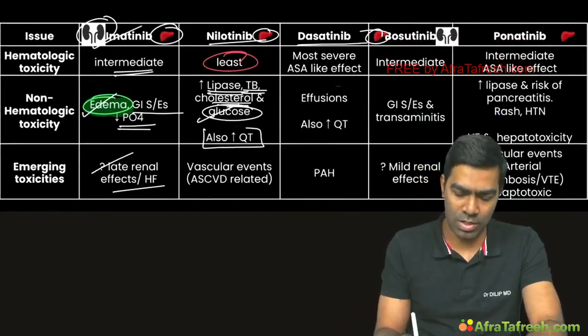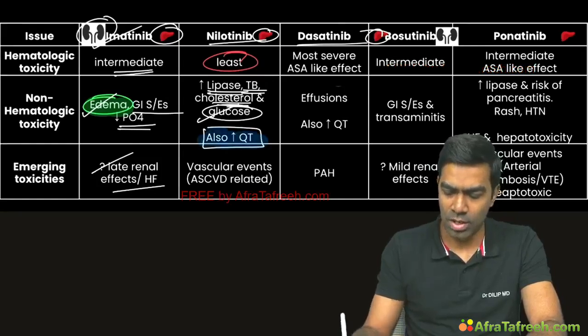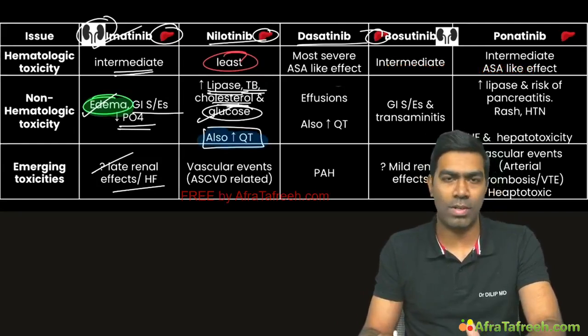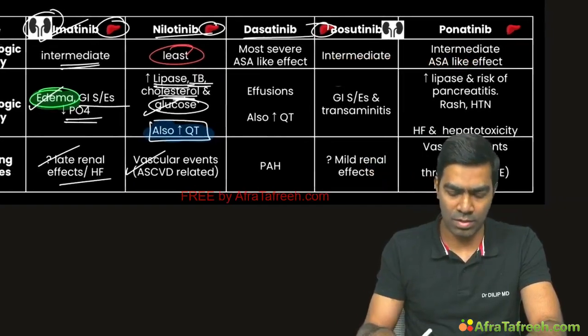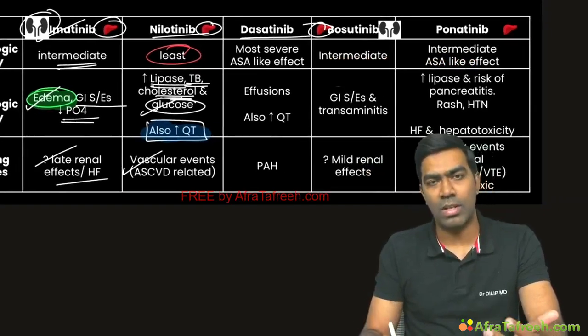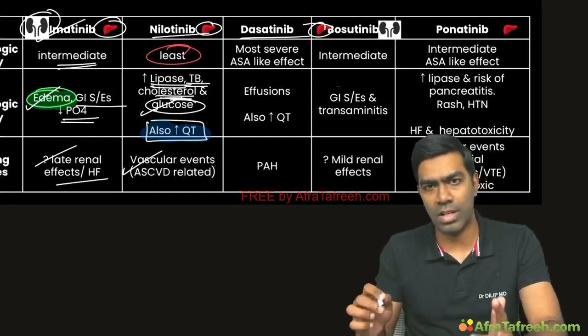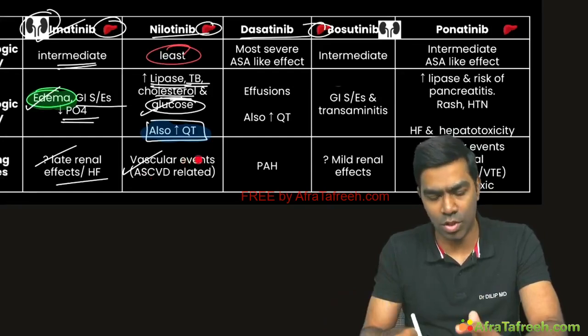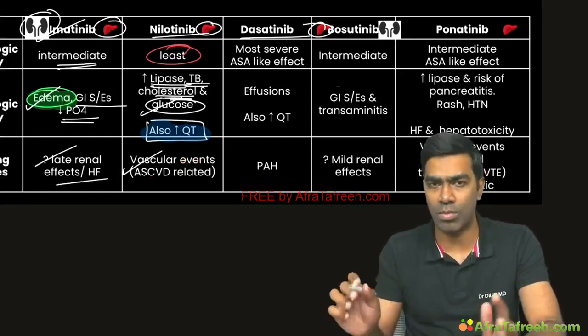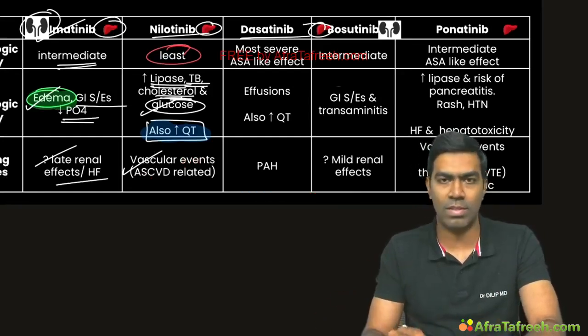But the most important side effect that examiners are going to target is the fact that nilotinib can cause prolongation of the QT interval. And nilotinib, even though it's associated with vascular events, according to the latest data, to be honest, when you talk about vascular events and the tyrosine kinase inhibitor used in CML, it's almost always ponatinib. Ponatinib is more important in terms of vascular events.